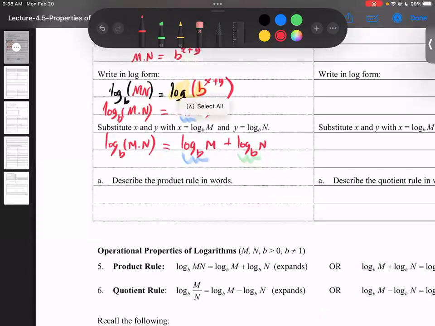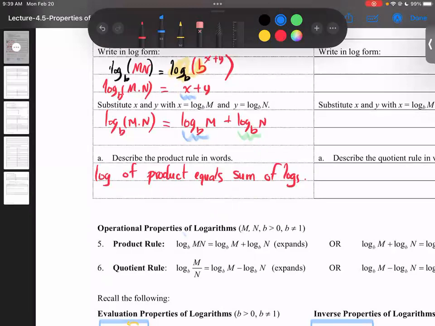To describe the product rule in words, we say log of a product equals sum of logs. You don't even have to write these down. I just explain it to you. All I want is for you to understand it. I'm not going to ask you to re-explain it on the exam. So it's called the product rule.